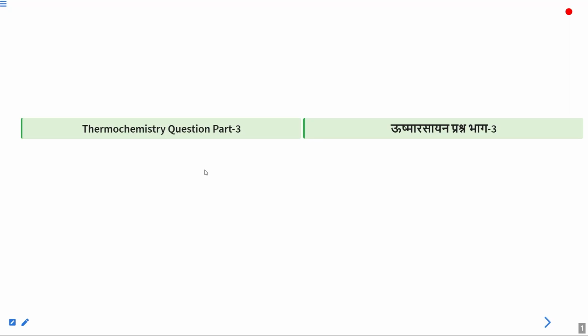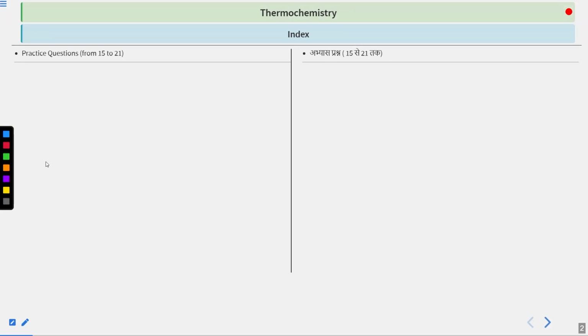Hello students, today we will do questions of thermochemistry. So we are in part 3 right now. To start today's session, in today's question session we'll start from question number 15 to question number 21, that comprises a total of 8 questions.